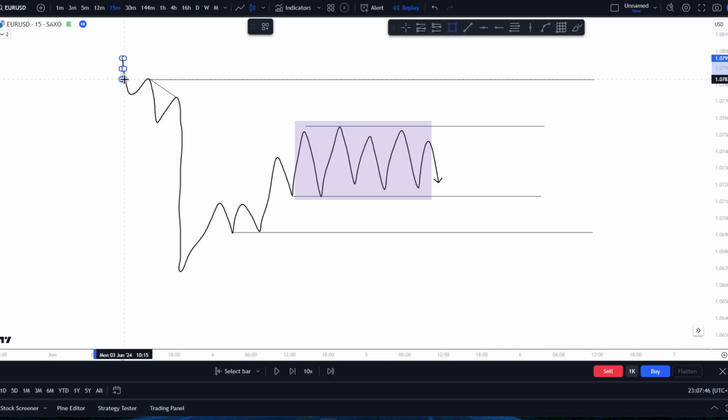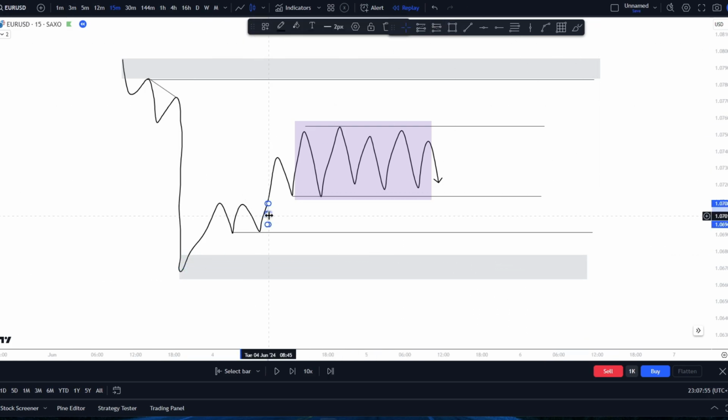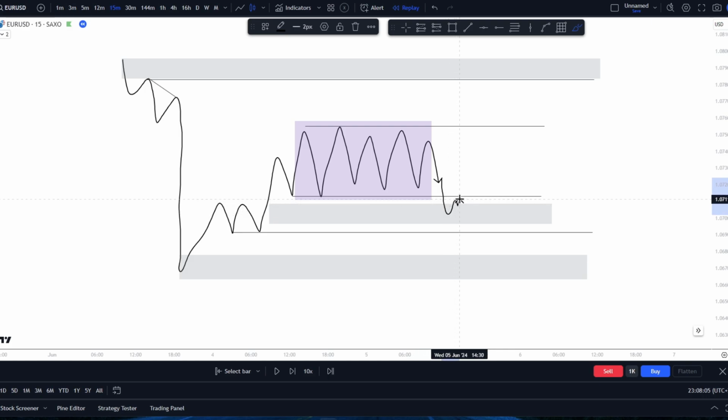And if I saw some POIs here, I would mark them. Let's say under the Asian range, there would be something here. I would definitely mark it, and then I would wait for something like this. And then I would look for the entry confirmation here, and I would target either a draw on liquidity, which would be either the Asian range high or another liquidity here, or just 2R.